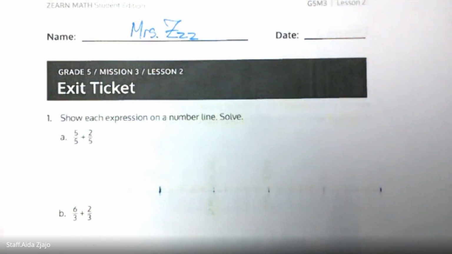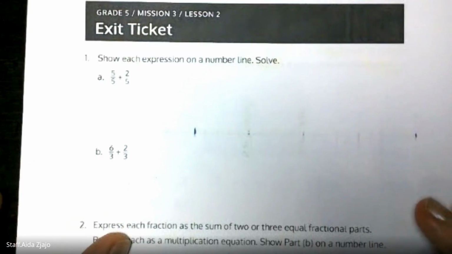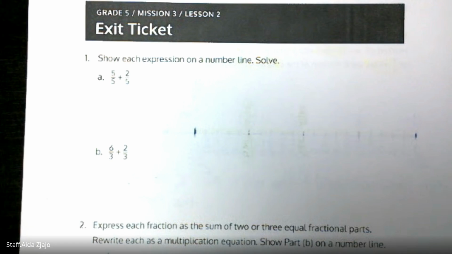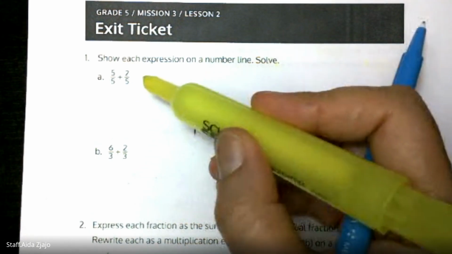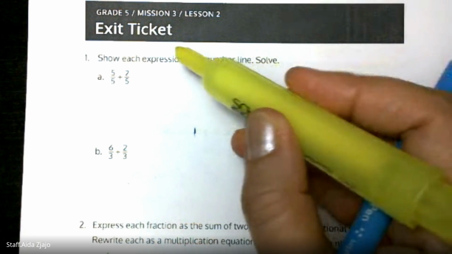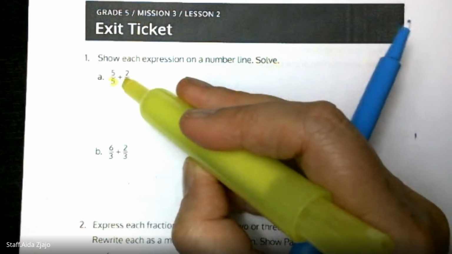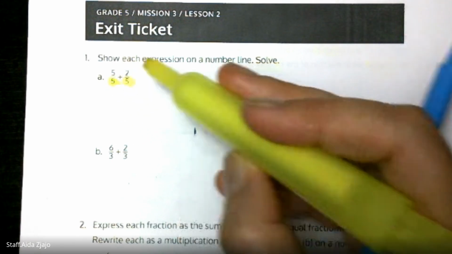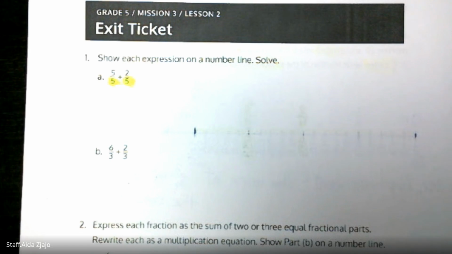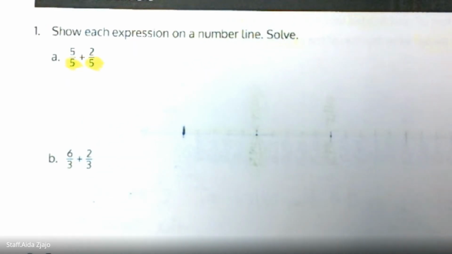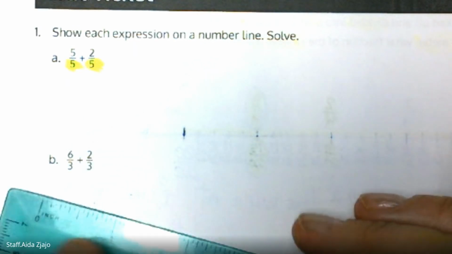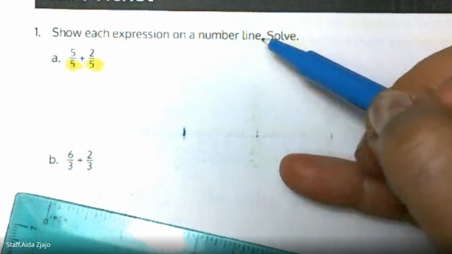Today we're going to talk about the exit ticket for grade 5, mission 3, lesson 2, and we will use our knowledge of adding fractions. Here we have equal fractions, fifths added to fifths. The size of the fractions is the same, and they are fifths. We need to show the expression on a number line.